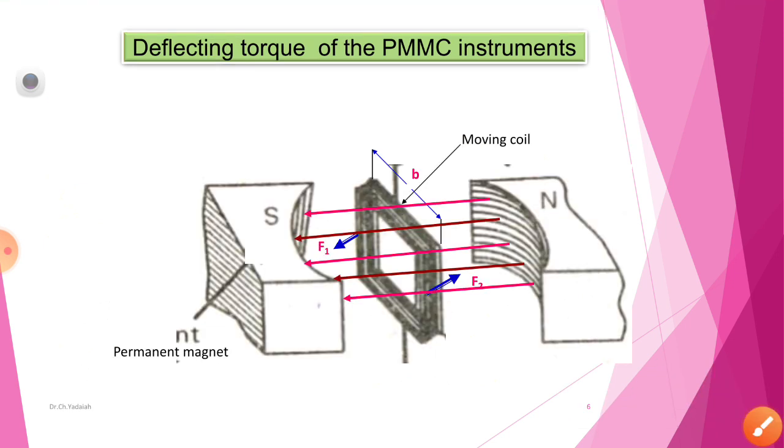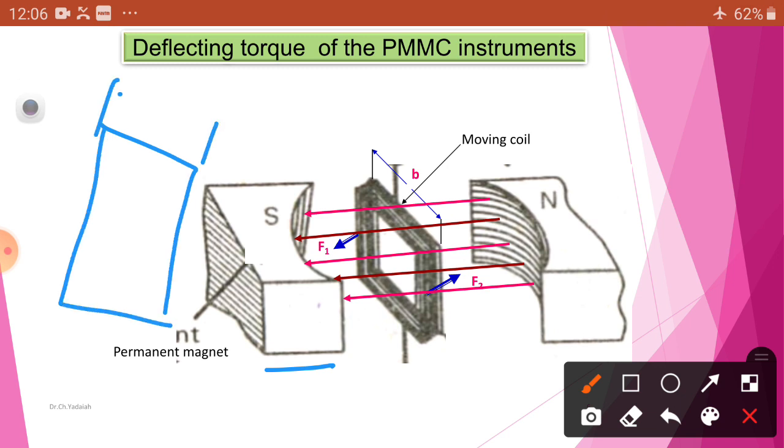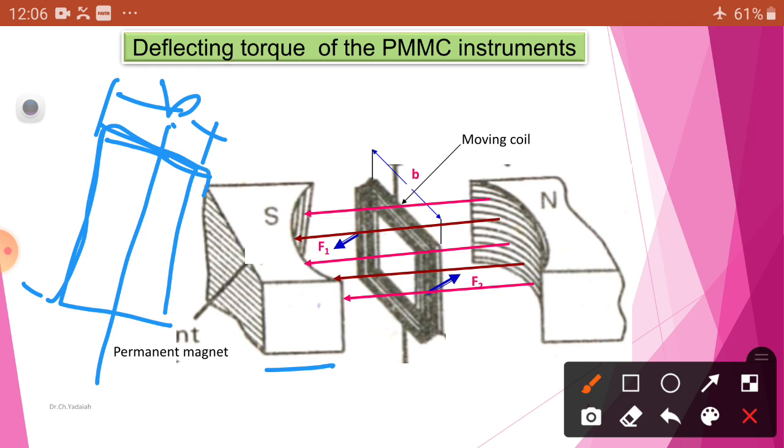Now, the deflecting torque of the PMMC instrument. You can see here there is a magnet, and this is a coil. This is one coil having a length and a breadth B. There is a spindle here, so this is B by 2, B by 2, and on it there is a number of turns. The coil is wound on an aluminum frame, with a number of turns. We can see this one.